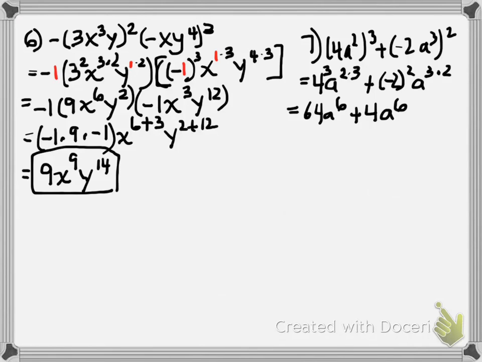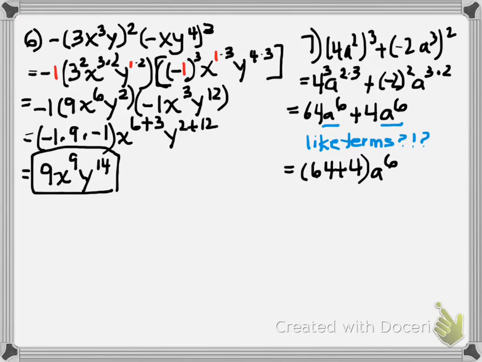At this point what you're going to be looking for is, do you have like terms? And remember, like terms are going to have the same variable with the same exponent, and that's exactly what we have. So technically what we're doing is factoring out the a to the 6th and then doing the math with what's left behind, and we get 68a to the 6th.